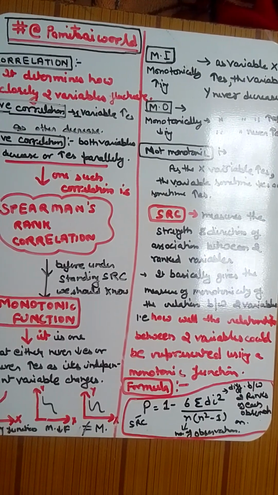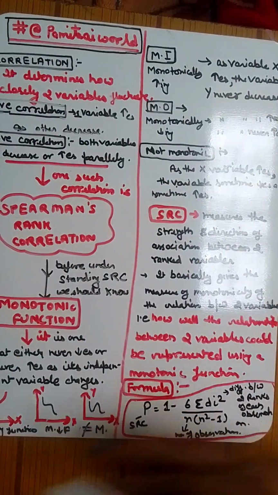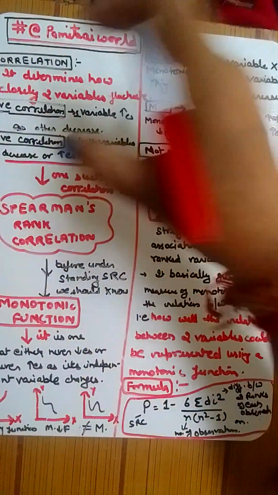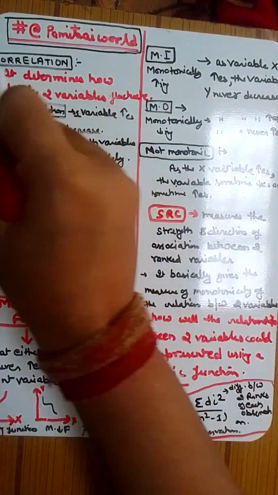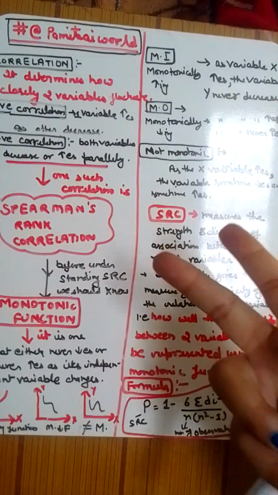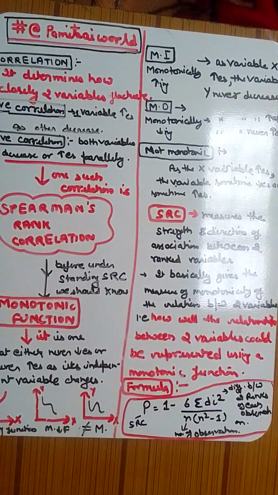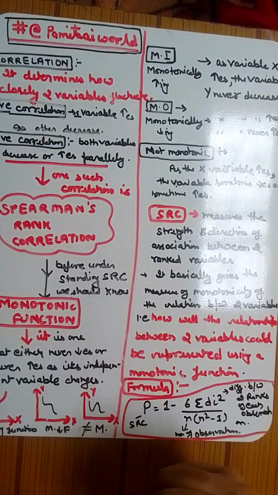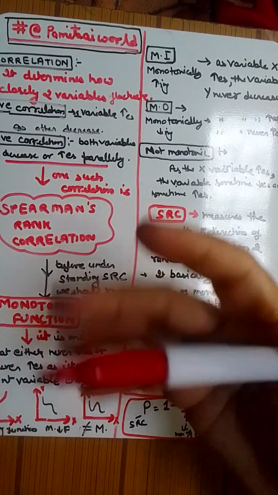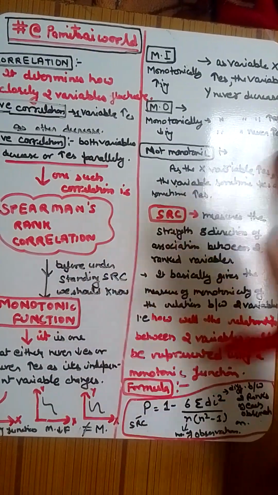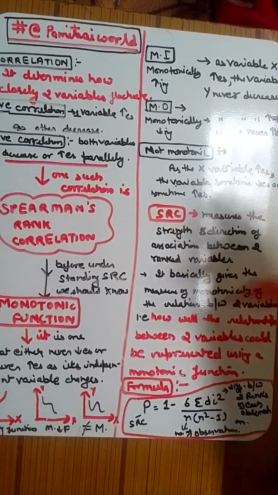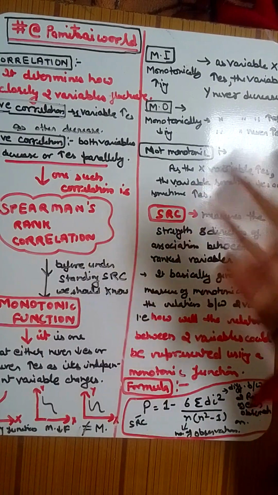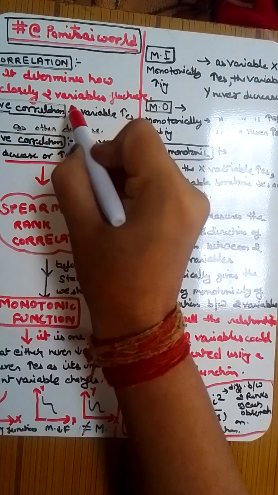So what is correlation? Although I have taught you correlation in detail in my previous video on covariance and correlation, please check that video before jumping to this one, but here I'll give you a quick revision. Correlation determines how closely two variables fluctuate. What are variables? Let's take the variable of sugar, and another variable, weight of a person. These are two variables in a topic.